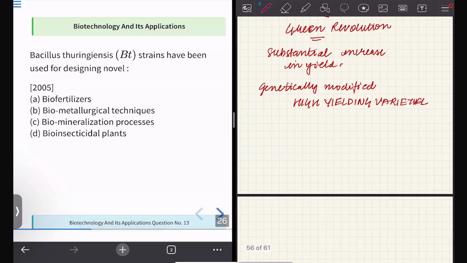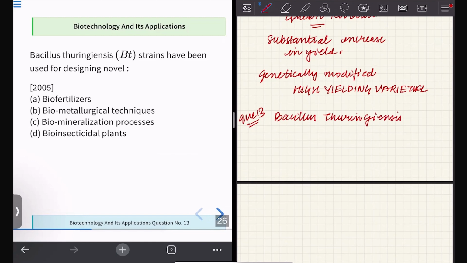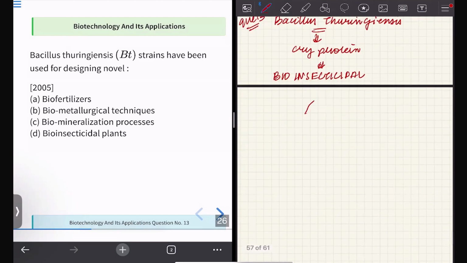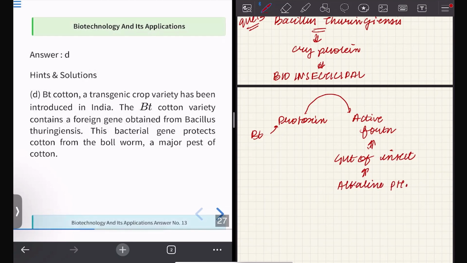Moving on to the next one, we have again Bacillus thuringiensis, question number 13. This produces cry protein, and this cry protein is actually bioinsecticidal. It is produced as a protoxin. So this Bacillus thuringiensis produces protoxin, which is converted to the active form. Where does this conversion take place? It takes place in the gut of the insect. Why in the gut? Because of the presence of alkaline pH. Okay. So Bt cotton, which is a transgenic variety of cotton, has been introduced in India, and it contains a foreign gene. Where is this foreign gene obtained from?